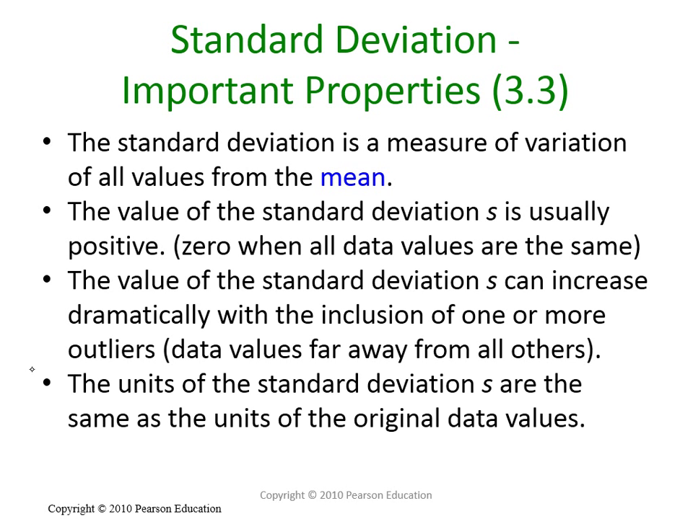Also, the units of the standard deviation S are the same as the units of the original data values. So our original data in our case was the percent of seeds that were germinating, so our standard deviation was 2.2% of the seeds germinating. The standard deviation would be that 2.2%.